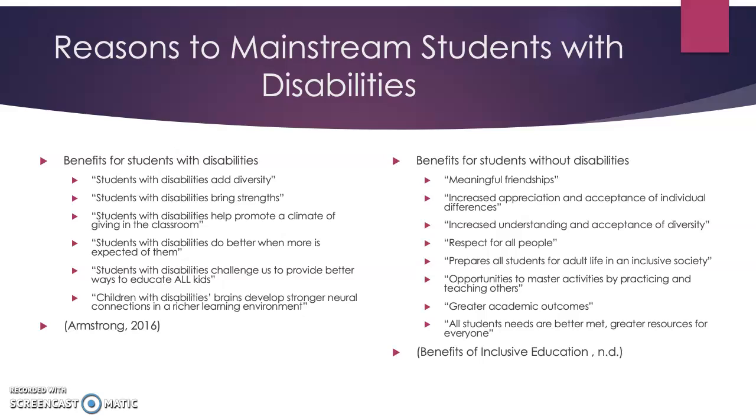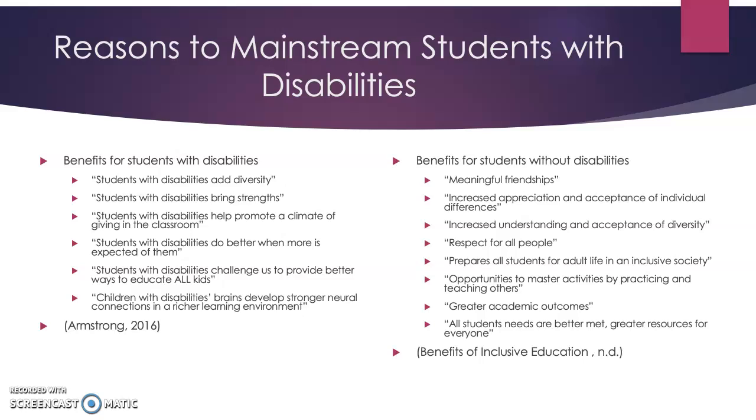So benefits for mainstreaming students with disabilities is students with disabilities add diversity to the classroom. They also bring strengths. They help promote the climate of giving in the classroom. Students with disabilities do more when more is expected of them. Students with disabilities challenge us to provide better ways to educate all kids, so it's really challenging the teacher to be their best self as well. And children with disabilities' brains develop stronger neural connections in a richer learning environment.